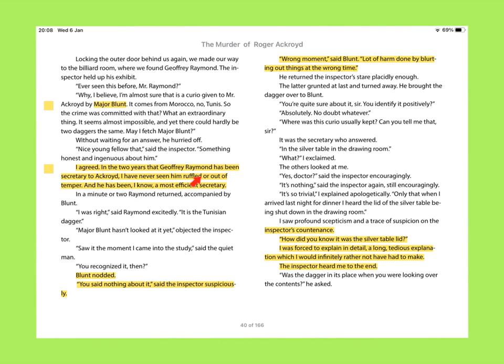Never seen him ruffled or out of temper. So too much in control of his emotions, suspiciously so. Adding further to Blunt's suspicions, or suspicion towards Blunt here, said the inspector suspiciously. Wrong moment, said Blunt. Lot of harm done by blurting out things at the wrong time. Indeed, in terms of our narrator.